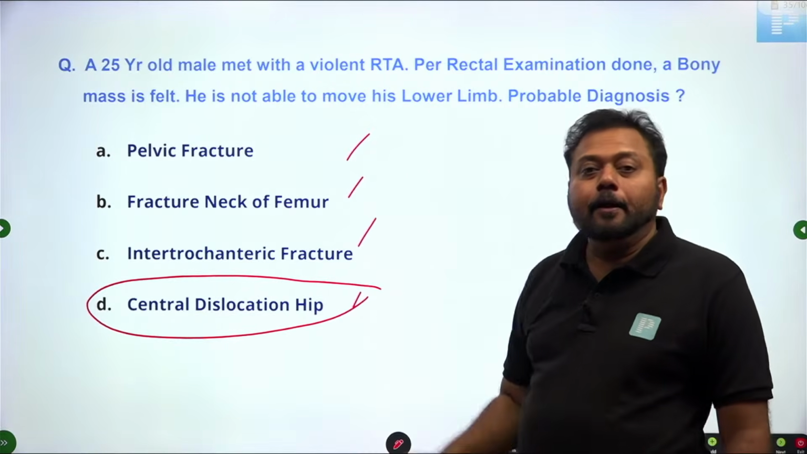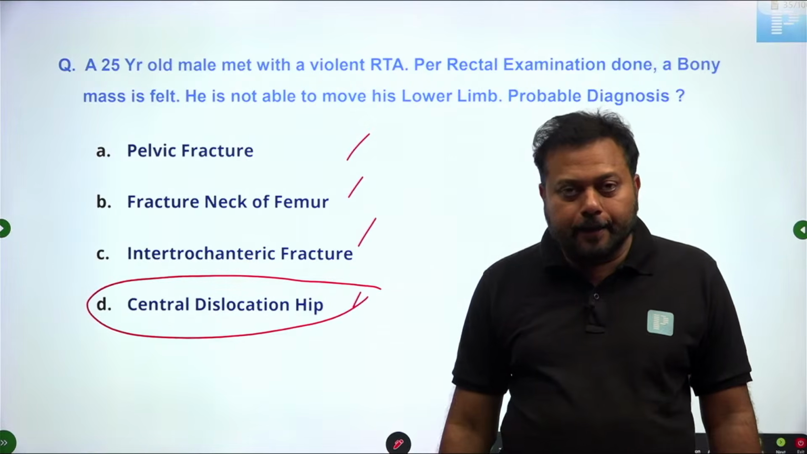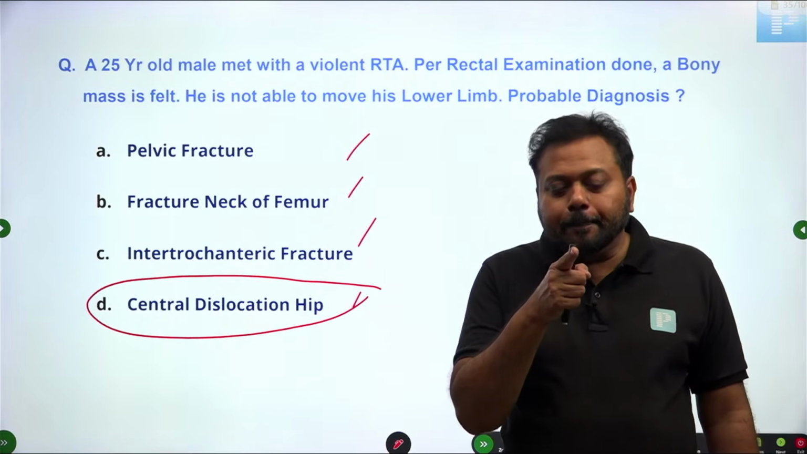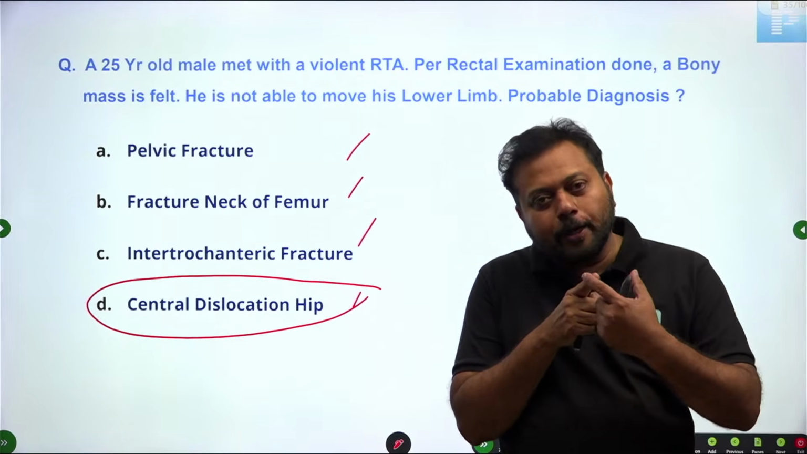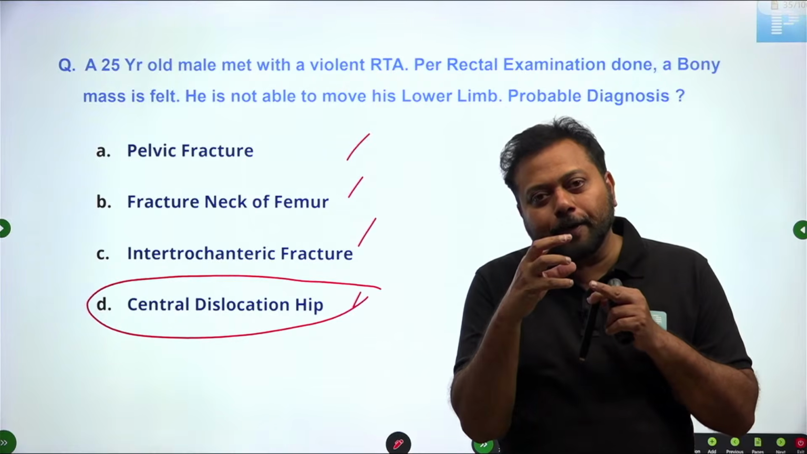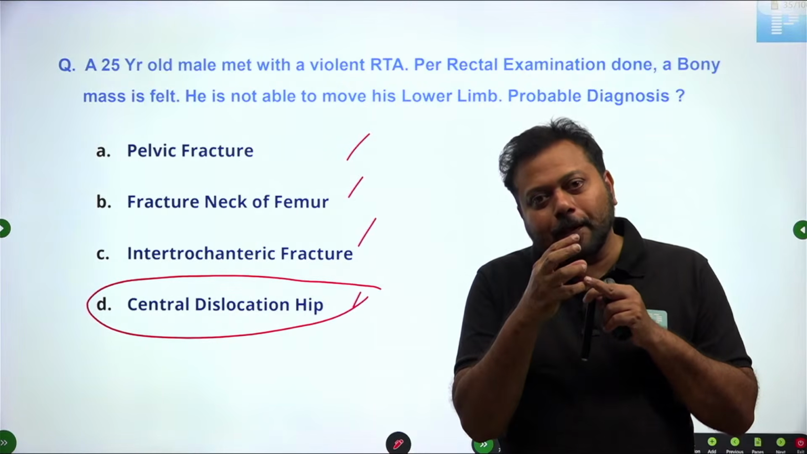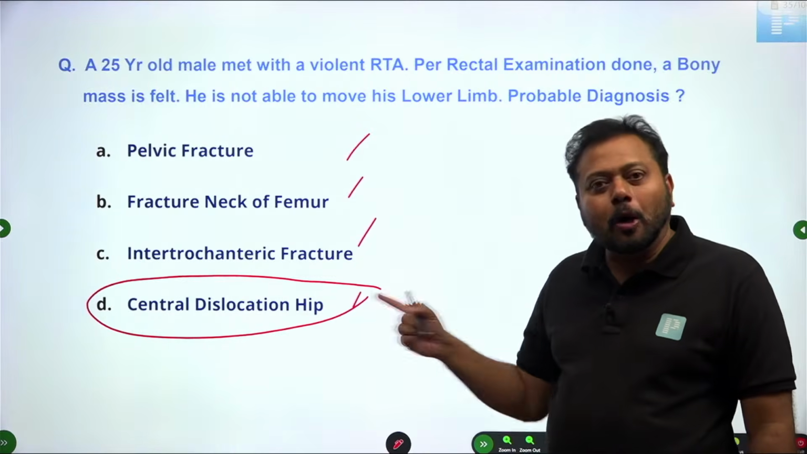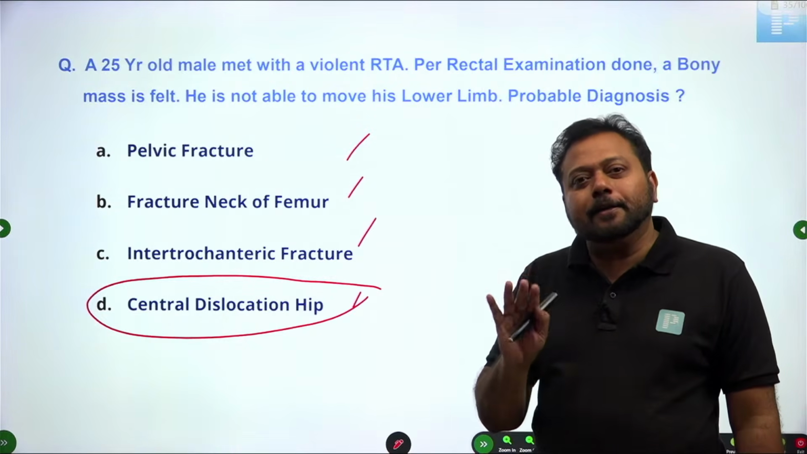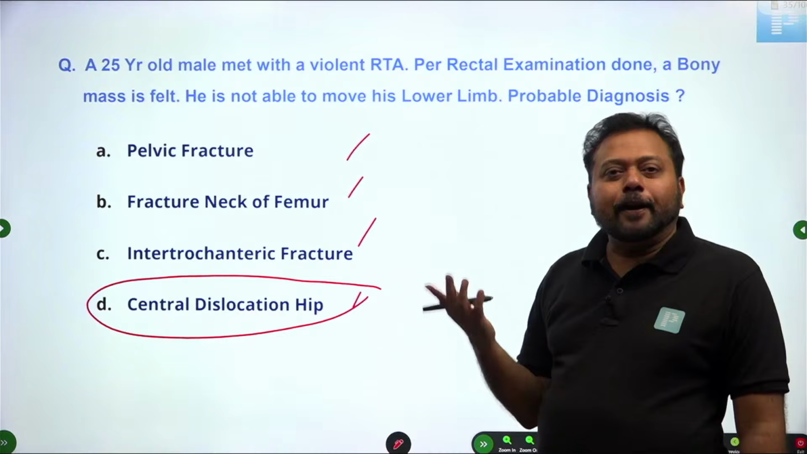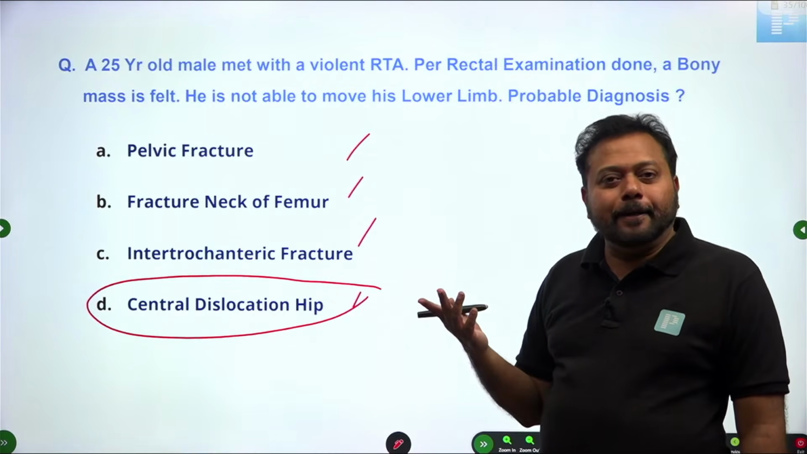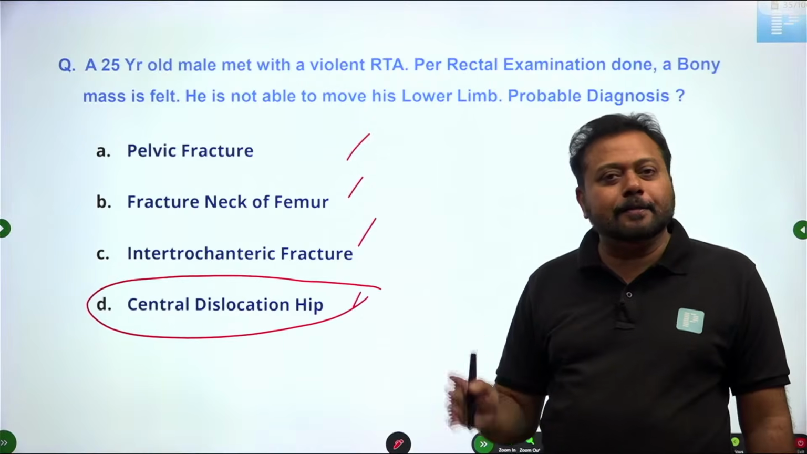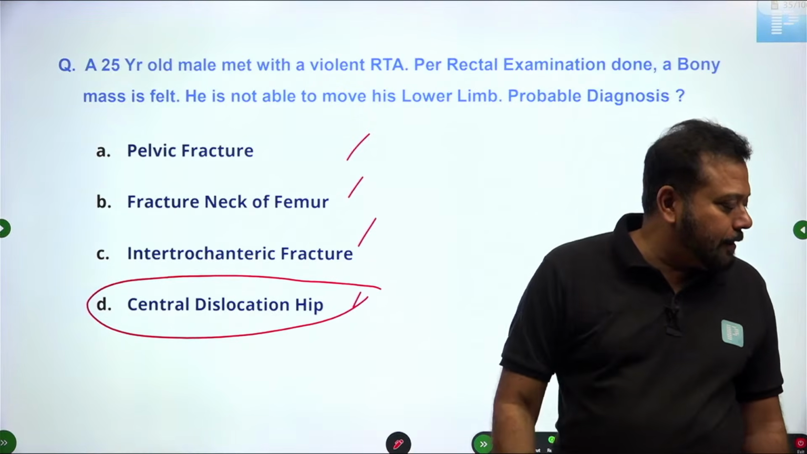The right answer for this is central dislocation of the hip. You see here, violent road traffic accident, dear guys, and I said that you are doing per rectal examination. In per rectal examination, you are getting a bony mass, meaning it is the head of the femur which has pierced the acetabulum and entered the pelvic cavity. That condition is called central dislocation. In pelvic fracture, you won't palpate anything per rectally. Fracture neck of femur, intertrochanteric fracture, nothing is seen per rectally. Only in central dislocation.